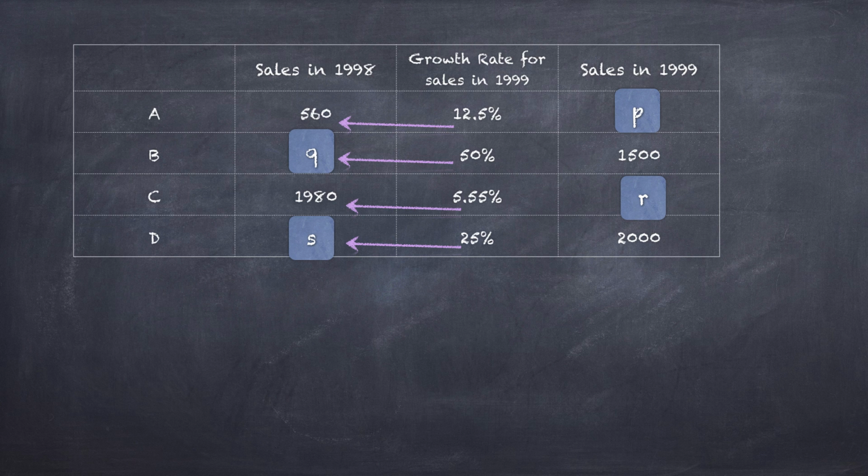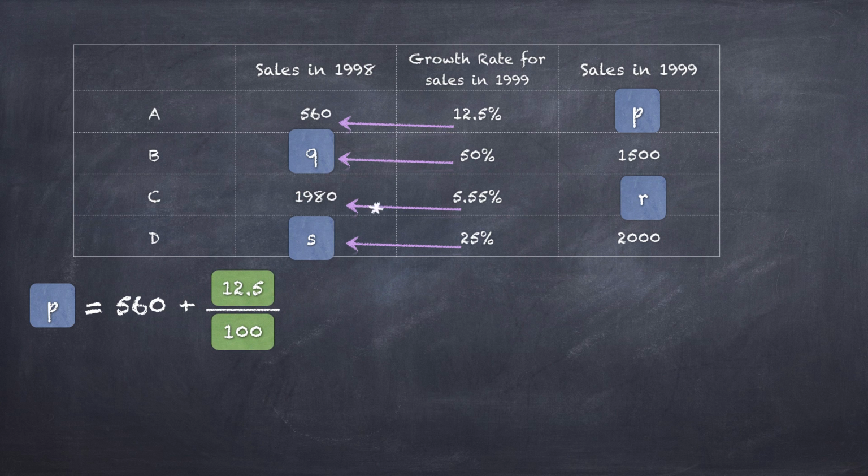That means to get the value of sales in 1999, that is P, I will take 560 plus increase it by 12.5% of 560 to get to the value of P. That is also my equation if I want to figure out the value of P. The only thing new that we'll do is replace that 12.5 by 100. Maybe by now you've started using fractions instead of this divided by 100 form. So that's the only thing that we'll do extra here, and I can solve this equation pretty easily.